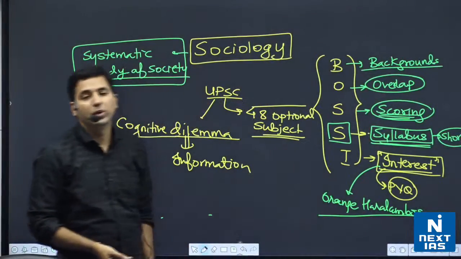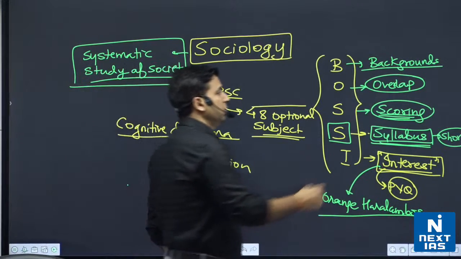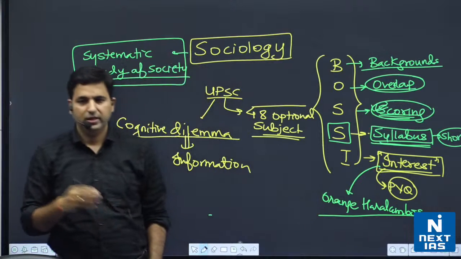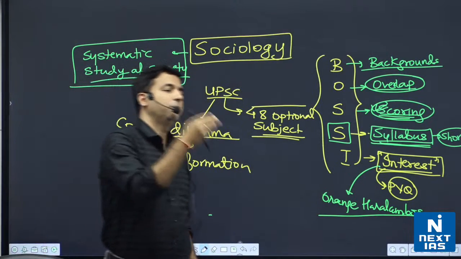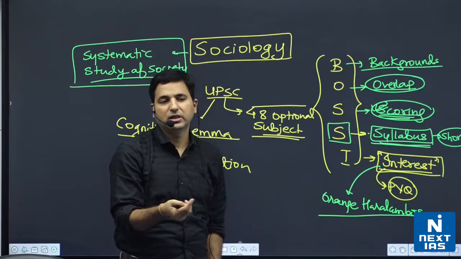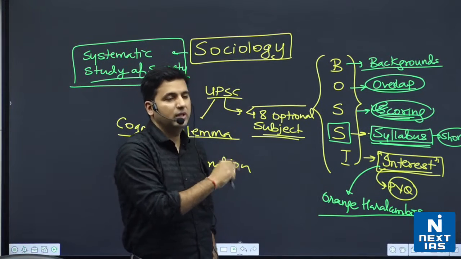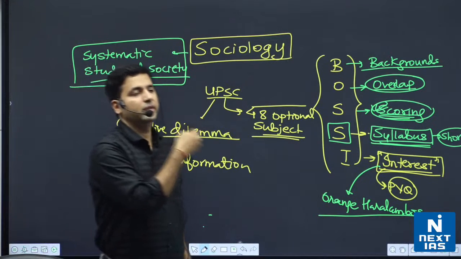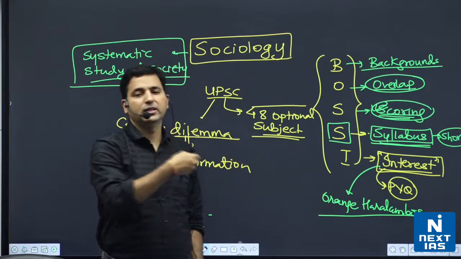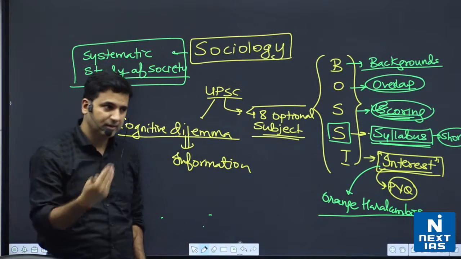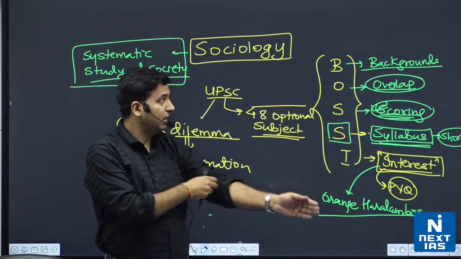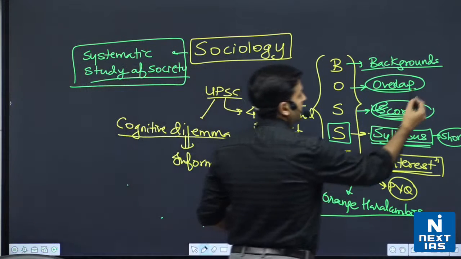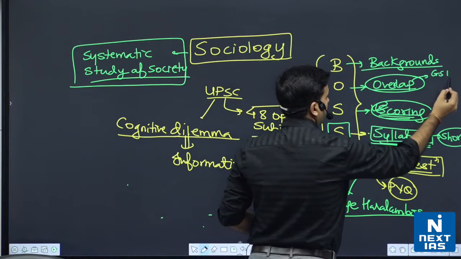Next is your overlap with other optional subjects. If you go through the syllabus of sociology, it has a huge overlap with paper 1, where the entire Indian society topic is covered from the sociological point of view. Along with that, it also covers the French Revolution, Industrial Revolution, idea of Renaissance, Enlightenment, and various other aspects like communism and capitalism. All these are discussed in sociology. So it has overlap in GS1.